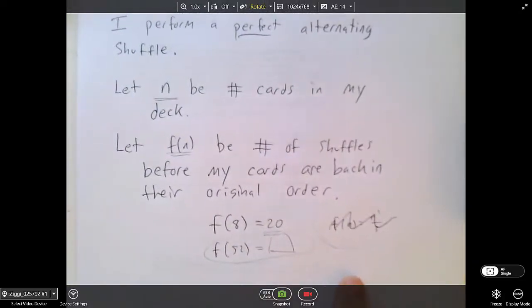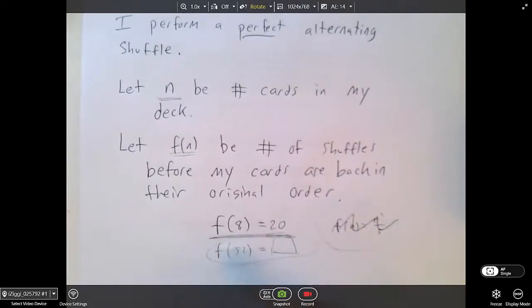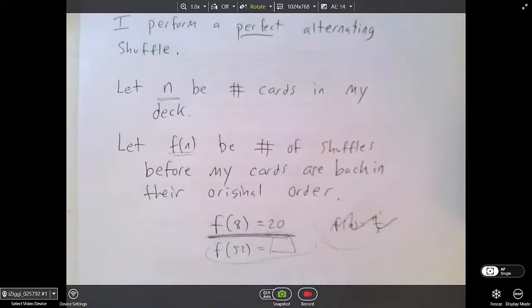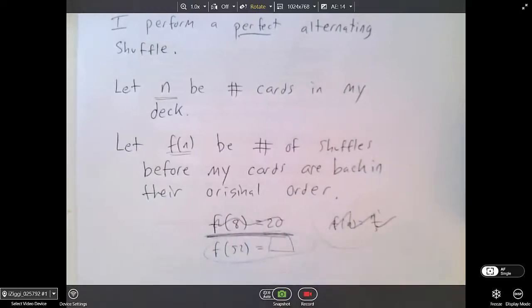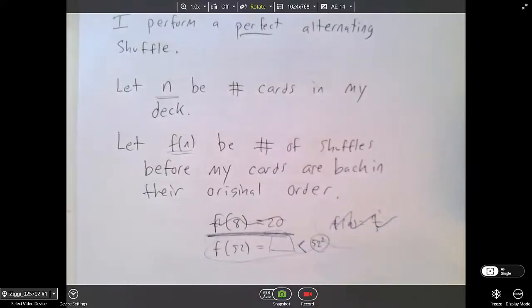What does this all have to do with upper bounds? Well, here's what. It would be nice if we had a function for this, but sometimes a problem is too hard for us to be able to know the exact answer. So what mathematicians do when a problem is too difficult to have an exact answer is they try and find bounds for the answer. We might not know what f of 52 is, but we might be able to show that f of 52 is definitely smaller than 52 squared or something. So that's going to give us an upper bound on the answer.